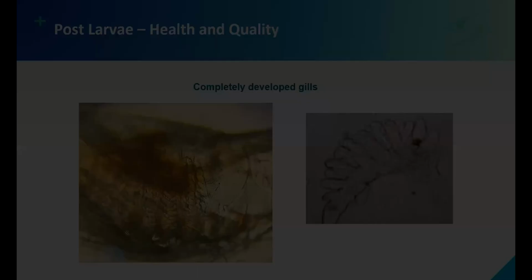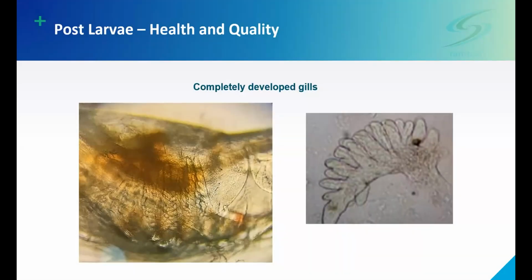In the lab, we can see that once the PL is about 10, the gills are completely developed. Once the gills are completely developed, you can expect better survival, because the oxygen carrying capacity increases, and the animal can also tolerate changes in salinity and environment. It can better tolerate osmosis. So it is always advisable to have PL 10 and above.